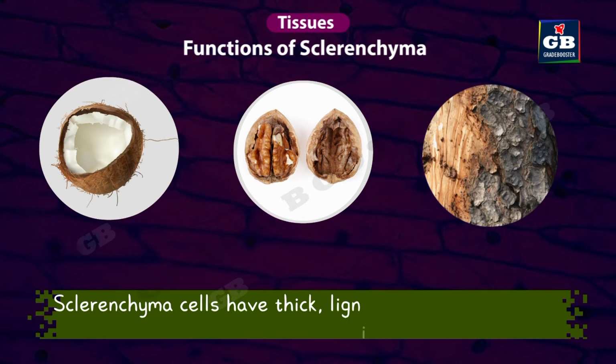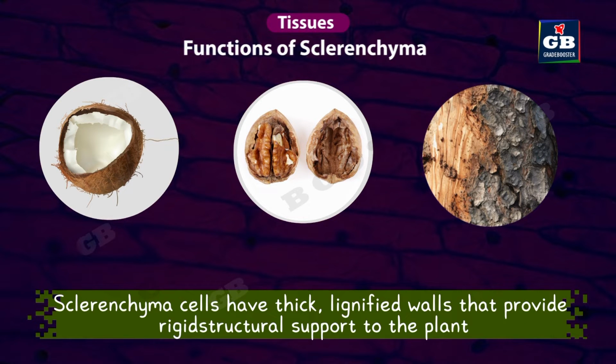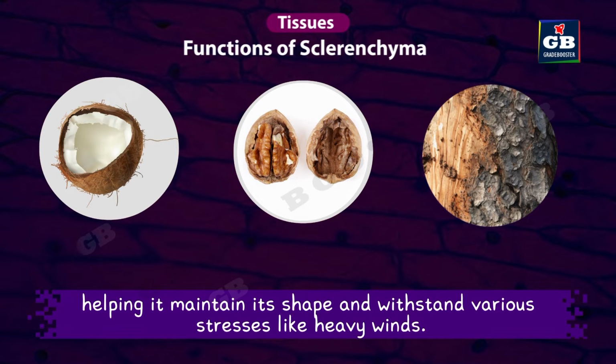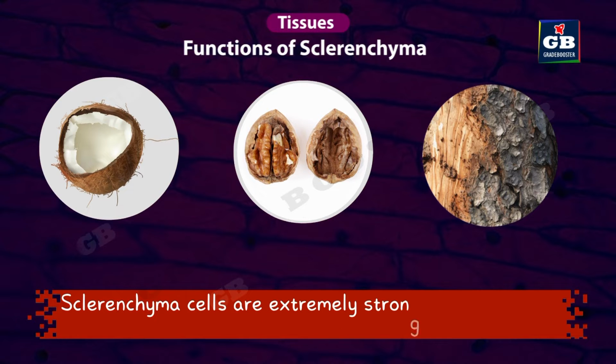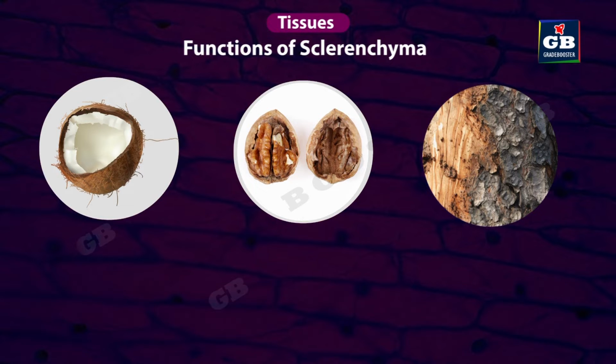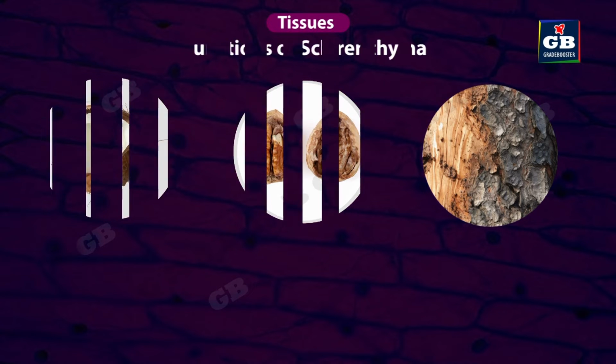Sclerenchyma cells have thick, lignified walls that provide rigid structural support to the plant, helping it maintain its shape and withstand various stresses like heavy winds. Sclerenchyma cells are extremely strong and contribute to the plant's overall strength and rigidity, particularly in mature parts such as stems and bark. This is about the simple permanent tissue in plants.